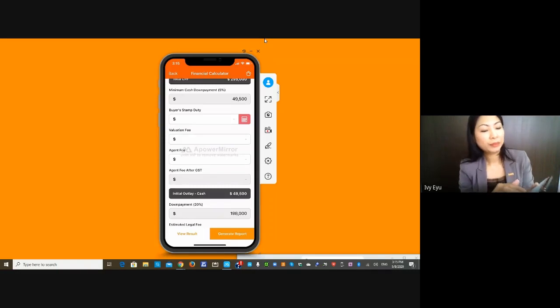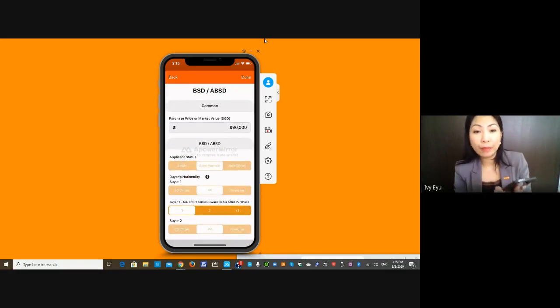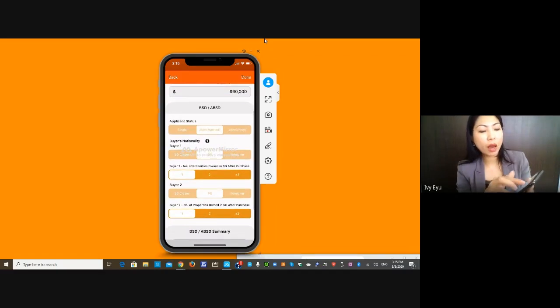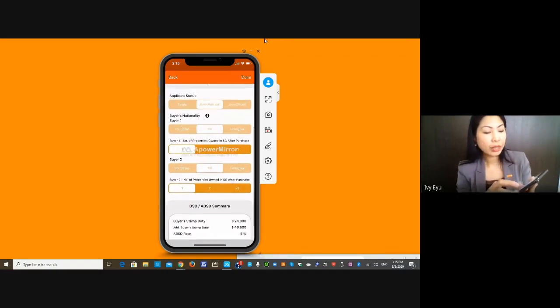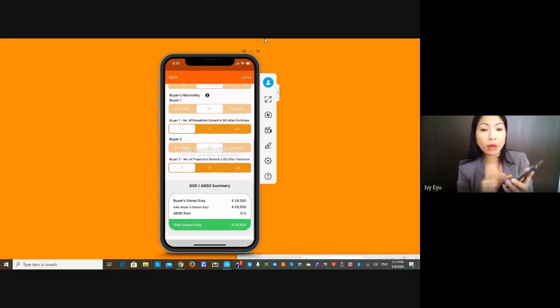Here is the part you need to take note on the buyer stamp duty. So we tap on the pink calculator, you'll be able to see that because we input them as PR, you can see there is a BSD and an ABSD calculator pop up. So the market value or the purchase price is already input in. They are joint married, PR, first property. That's why in this calculator, you are able to see that the total buyer stamp duty and the additional buyer stamp duty at 73,800. So tap on the green portion and then put done.